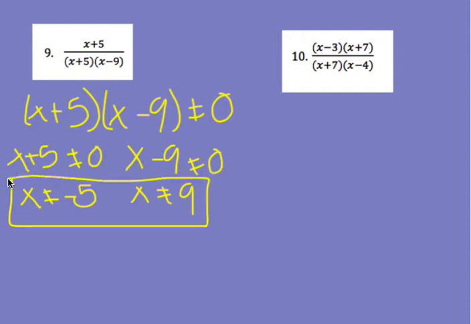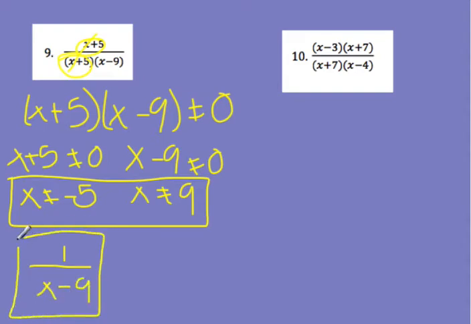Now we need to simplify. So I notice that I have x plus 5 on the bottom and x plus 5 on top. So I can cross those out. So I notice that my top goes away completely. So I'm going to write a 1 up top, and then I'm going to do x minus 9 on the bottom. Okay, so that's my simplified version. So for each of these, you should be getting 2 answers, the excluded value and the simplified version.